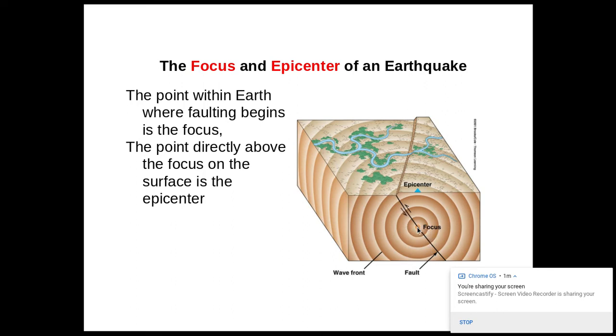Where that snap takes place is what we call the focus. That's where the earthquake occurred. The point above the focus on Earth's surface is called the epicenter. Focus underground, epicenter on the surface, directly above the focus.